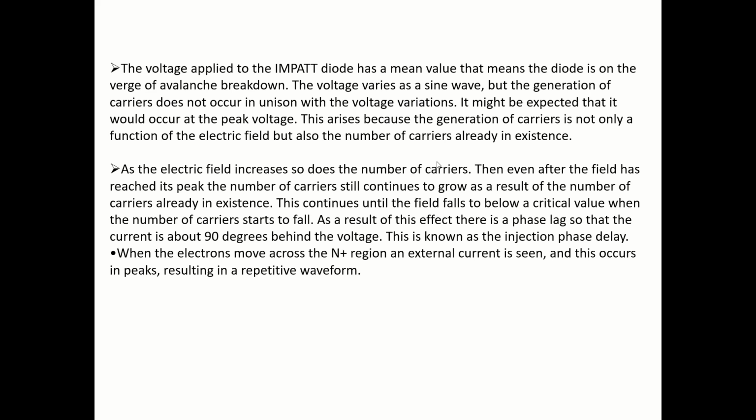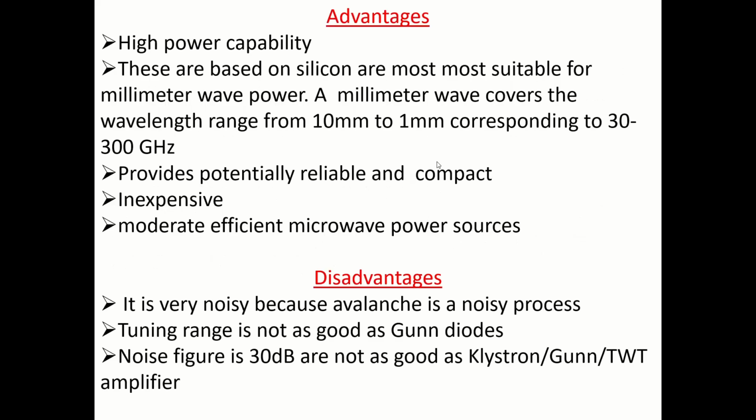So the oscillation starts. Let us see the advantages of the IMPATT diode. It has high power capability. These are based on silicon and are most suitable for millimeter wave power. It provides potentially reliable, compact, inexpensive and moderately efficient microwave power sources.